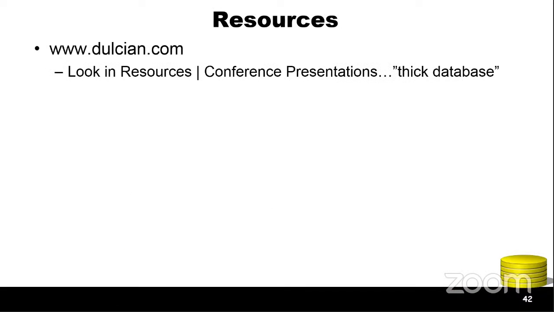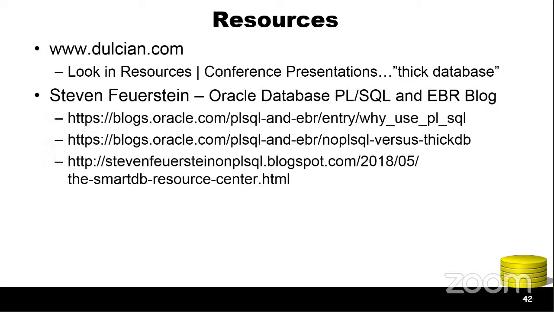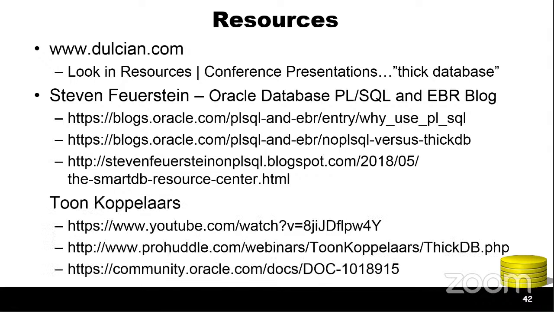Okay, resources. I'll just fly through these really quickly because we're getting close to running out of time. Dalcian, I mentioned, Dr. Paul Dorsey's company, has some white papers and presentations out there that explain this a little more. Stephen Feuerstein has a PL/SQL and EBR blog, and there's also Toon Koppelaars' YouTube video, which you want to watch to get his proof on his test of the 5 million row system, and a bunch of other links here.